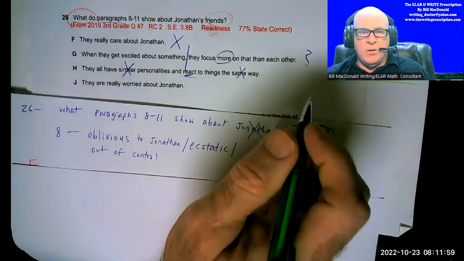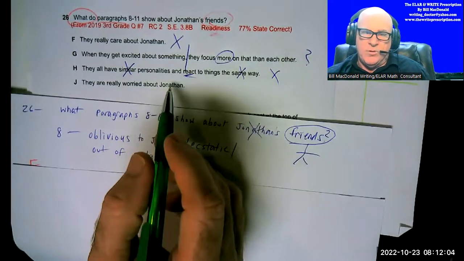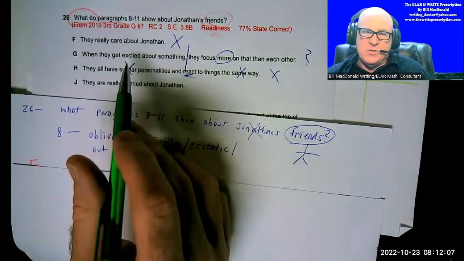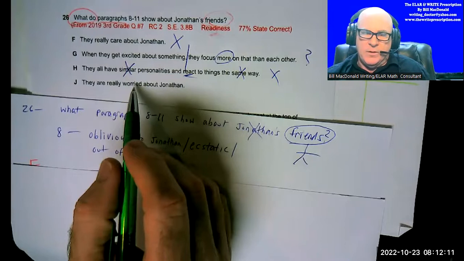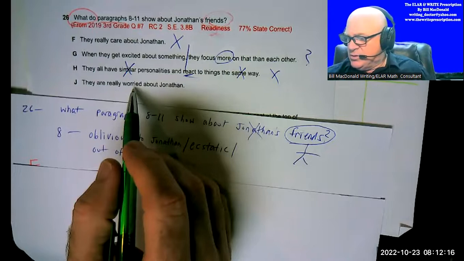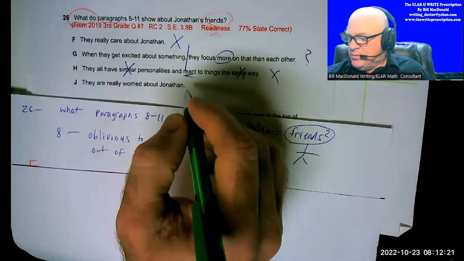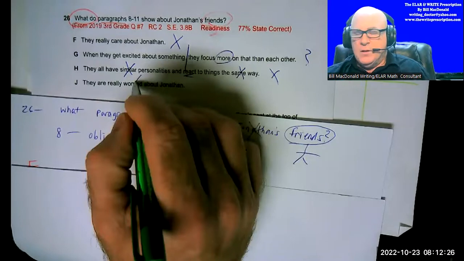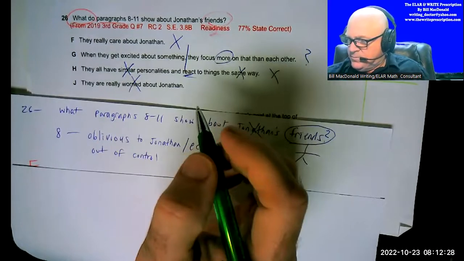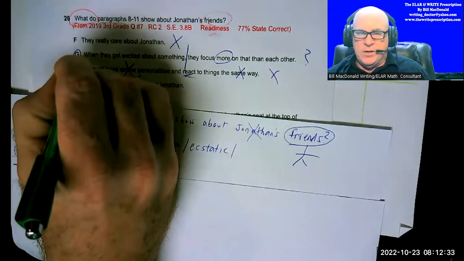They are really worried about Jonathan. Okay. Well, caring about him and worrying about him are two different things. But in this part of the story, when we fast forwarded the storytelling remote to paragraphs 8 through 11, nothing is mentioned about being worried for Jonathan. They were oblivious to Jonathan, so Jonathan doesn't even enter their mind. And so the best answer, based on the evidence that we chose, would be letter G.